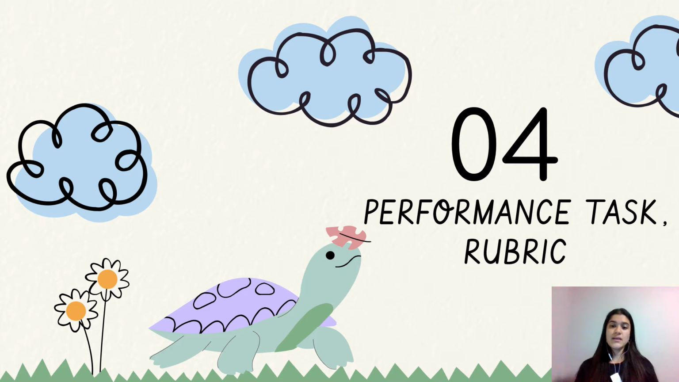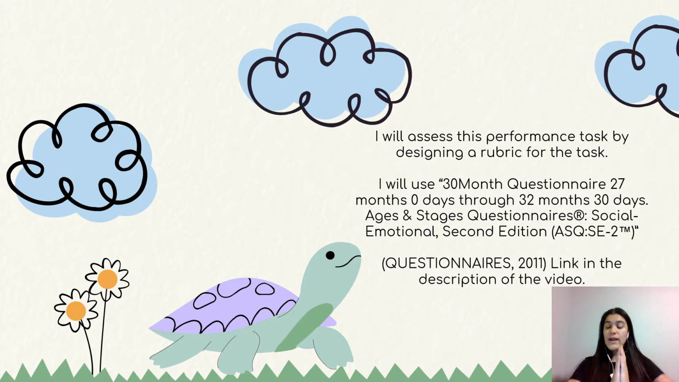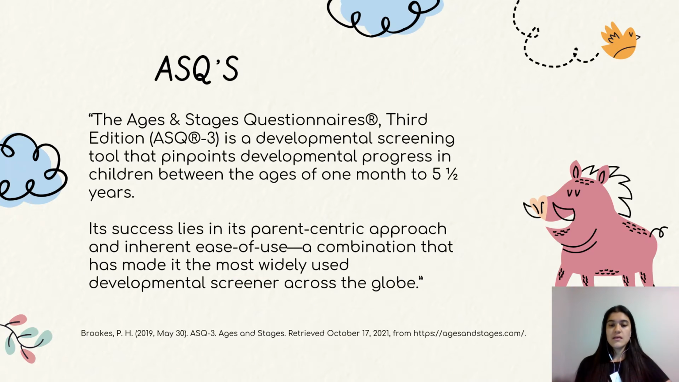The fourth will be the performance task rubric. So what I usually do is assess the performance task by designing a rubric for the task. I will use the 30-month questionnaire, 27 months, 0 days through 32 months and 30 days, from the Ages and Stages Questionnaires. So what are the ASQs? That's how I just call them.